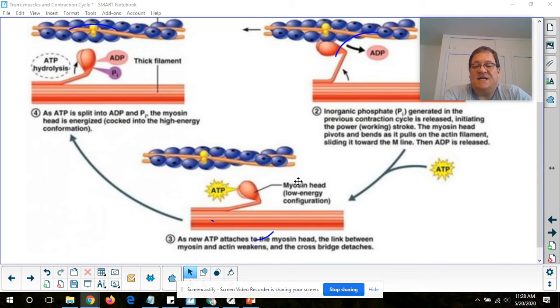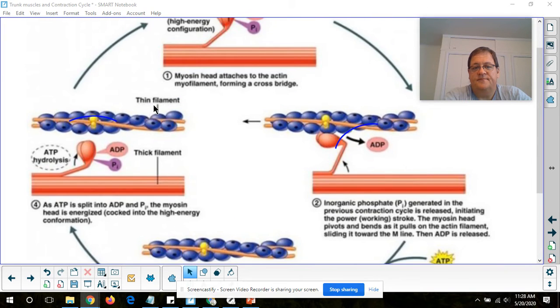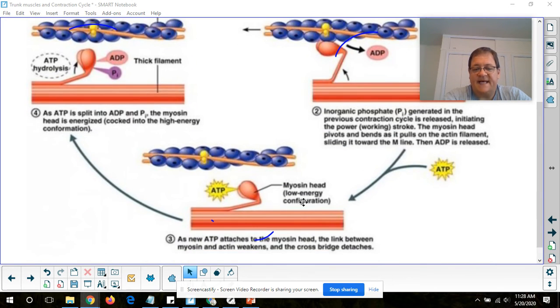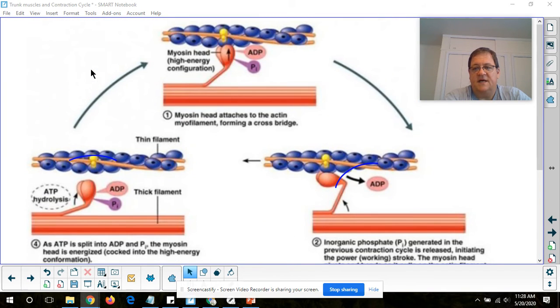So now we've got detachment. The myosin head now has pivoted. It releases the ADP. It detaches and it grabs a new ATP. It uses that ATP energy to reactivate itself, resets, cross bridges and loses the phosphate, power stroke, loses the ADP, detaches, grabs a new ATP, resets itself, breaks that into ADP and P, and it's ready to go again.